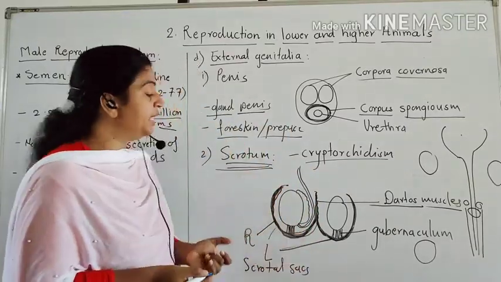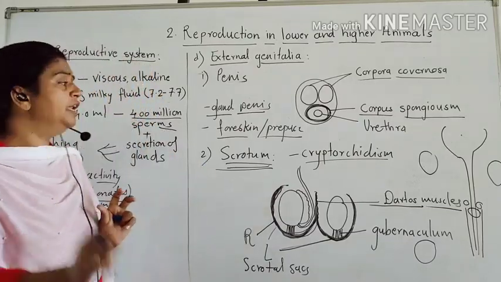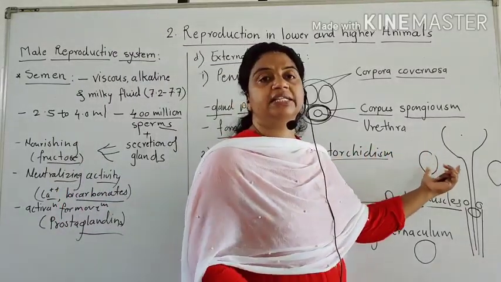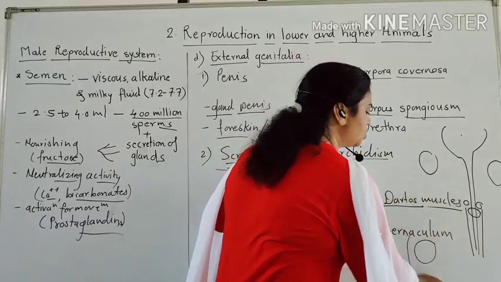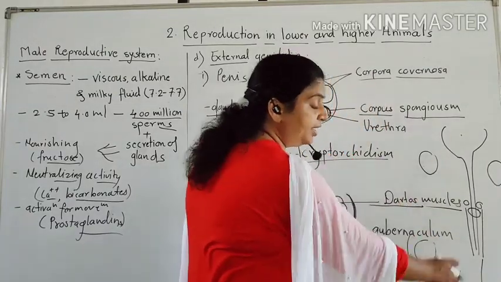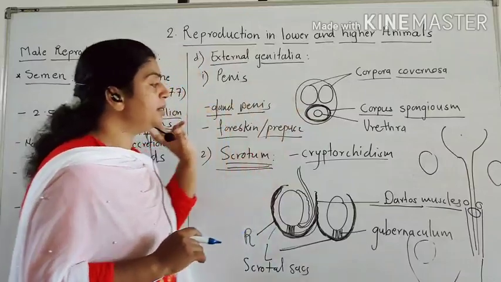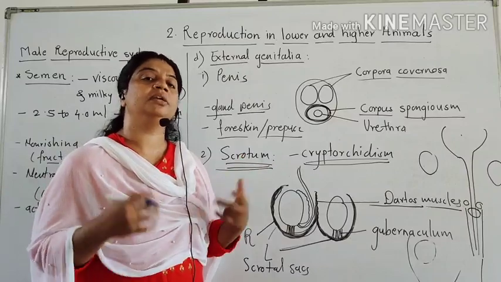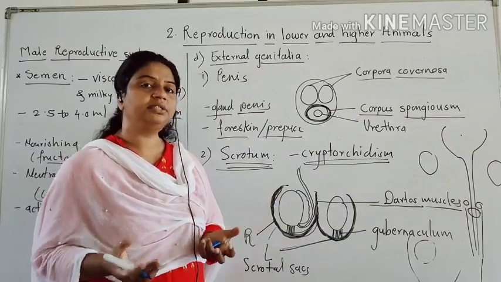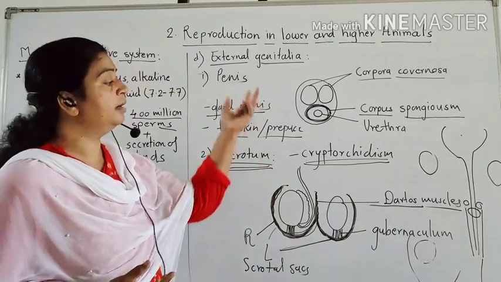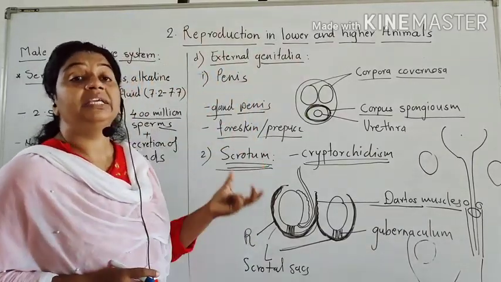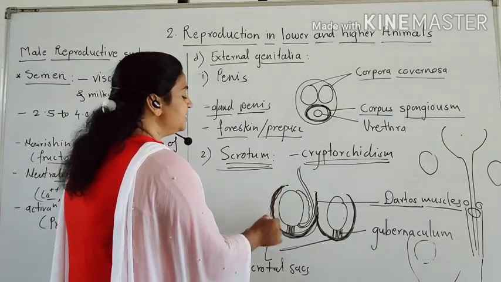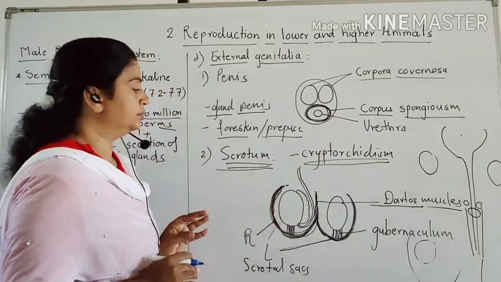The position is extra-abdominal. When there is a failure of this drop down, in some babies, while in the mother's womb, both testes did not drop down into the scrotal sacs and remained in the abdomen. Such a baby becomes sterile when mature, because sperm production requires a temperature 2 to 3 degrees lower, but here it is present in the abdomen. So these males are sterile. This descent of the scrotal sacs is important.